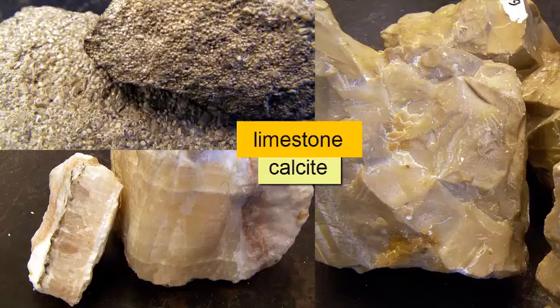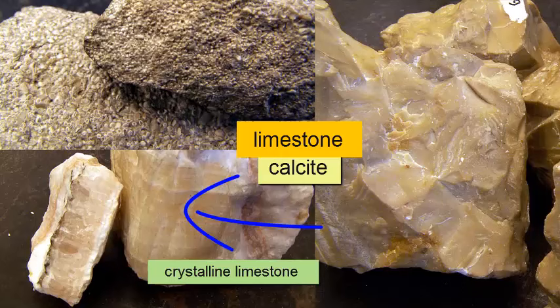These limestones are similar in color, but show a wide range of textures. This one is called crystalline limestone because the crystals are all big enough to see. You also can see those crystals form in layers. It formed through slow evaporation from salty brines.